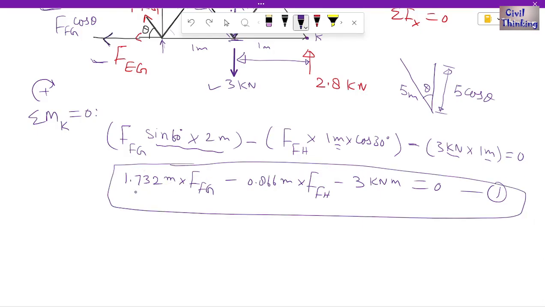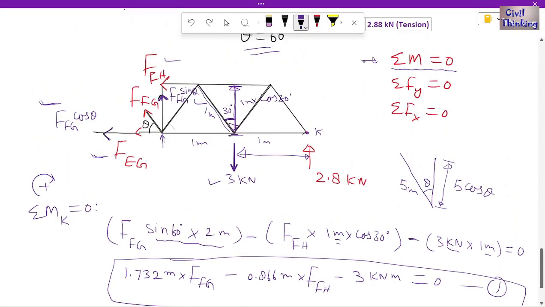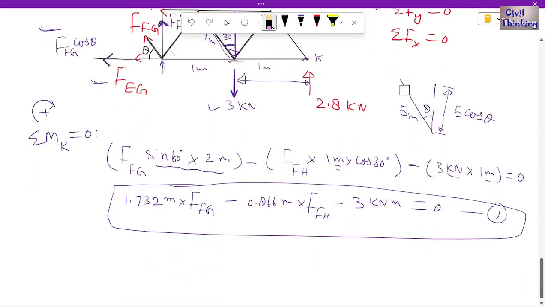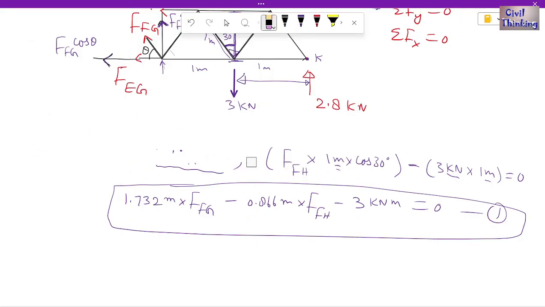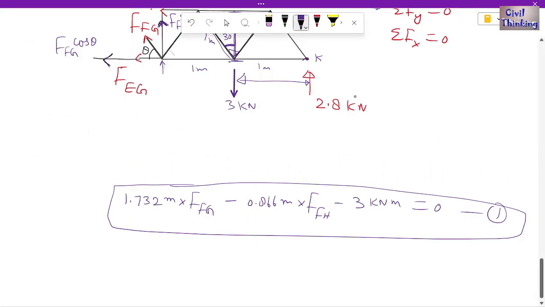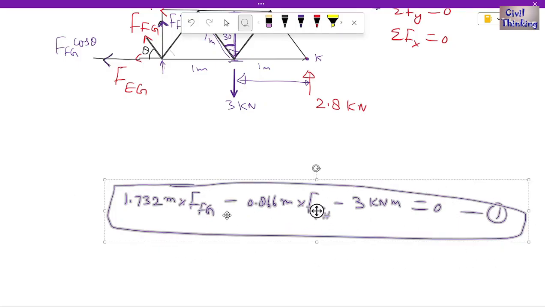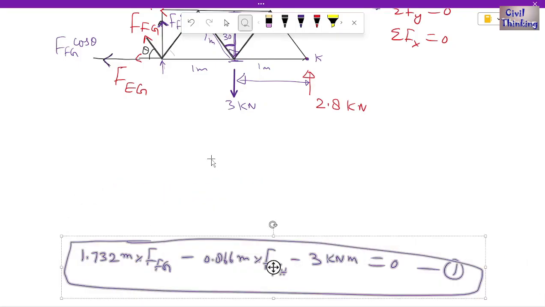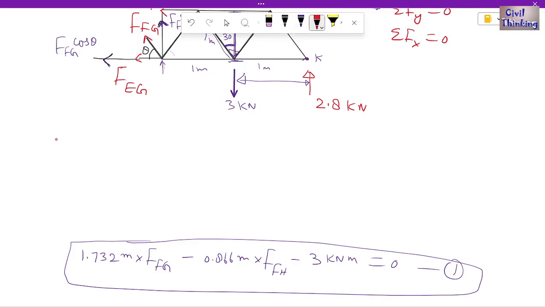Now we have applied this equation and we got an equation. Now let's apply this equation. So let me erase everything first, then we apply. Let me move this equation to downside.